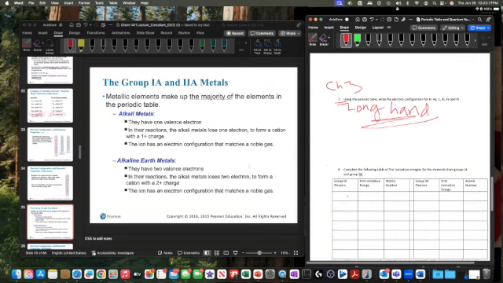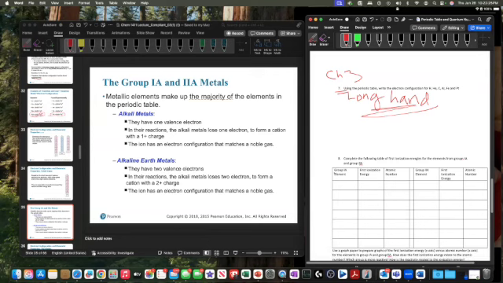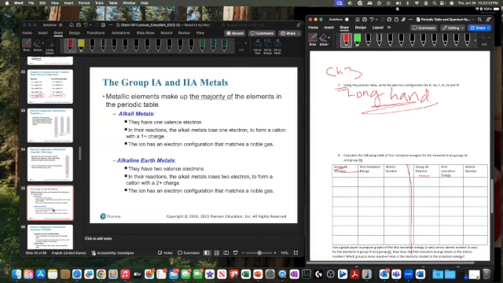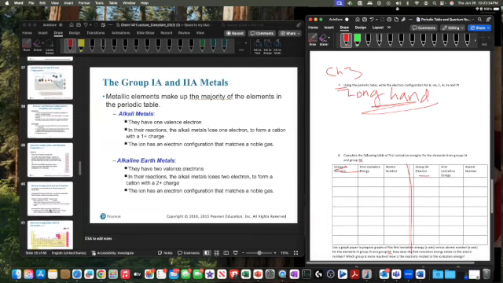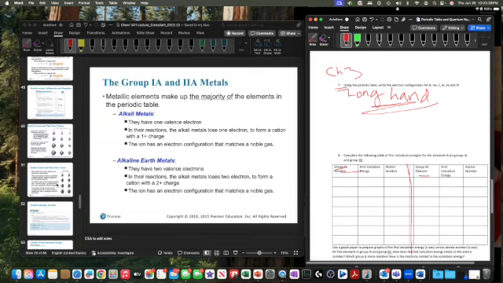Okay, this last one here is asking you to complete the following table of first ionization energies for the elements from group 1A and group 2A. So these are 1A and this is 2A right here. I think there is a chart somewhere here in your book. Hold on.